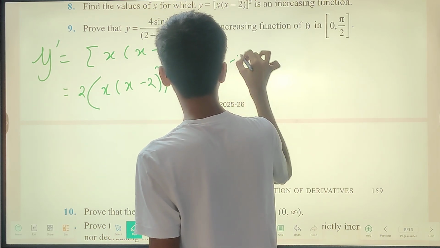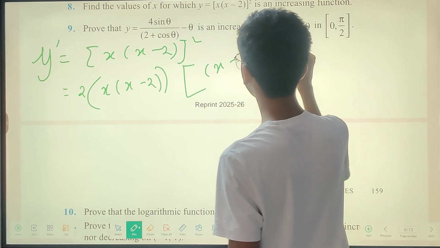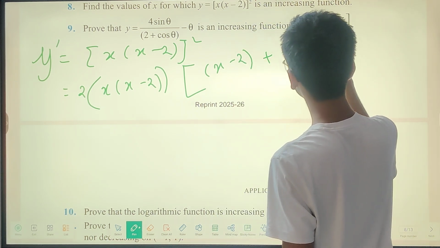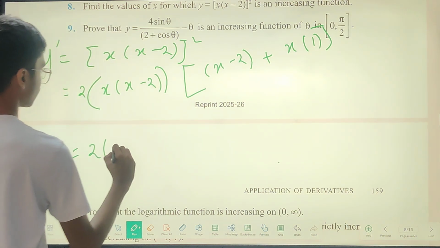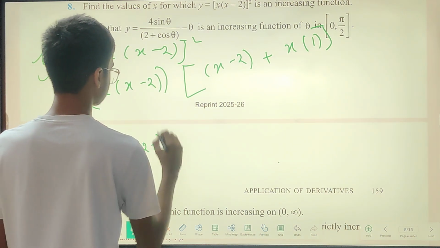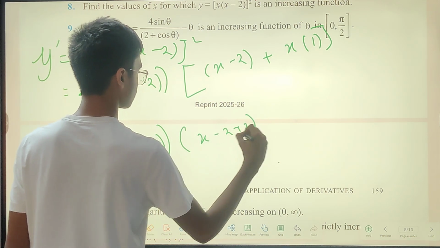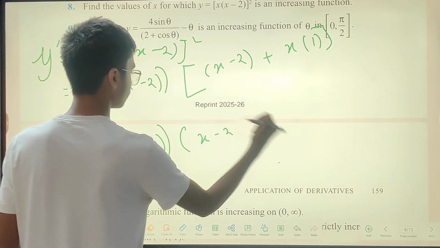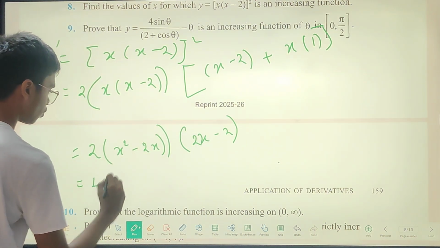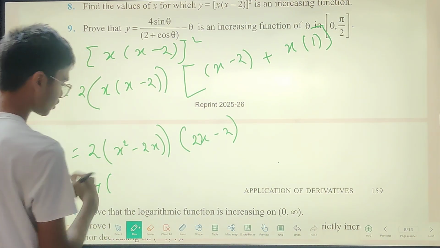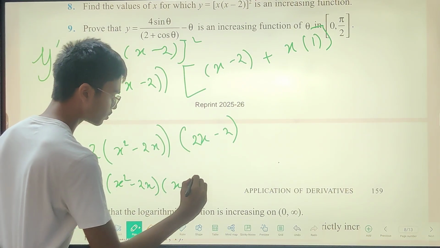So it will be x minus 2 into, plus x into 1. So it will be 2 into x square minus 2x into x minus 2 plus x. Okay, so you can take 2 common from here, then 4 you can take as 4. Okay, x square minus 2x into x minus 1.